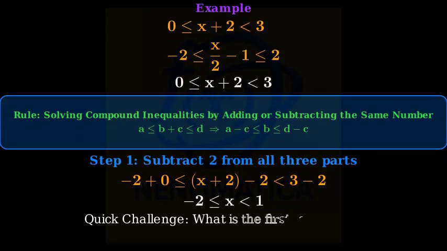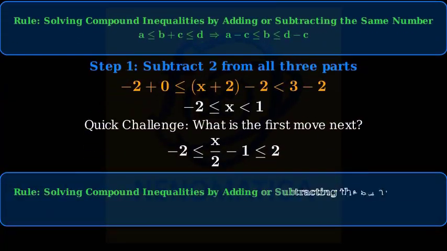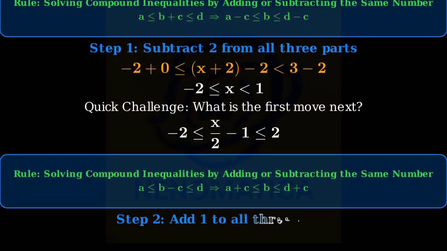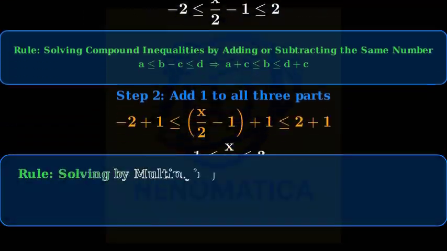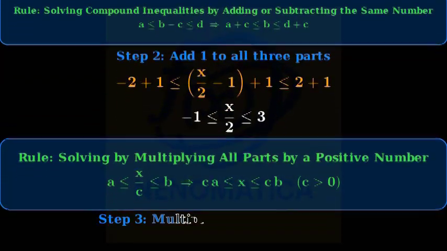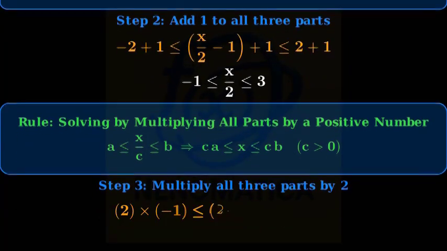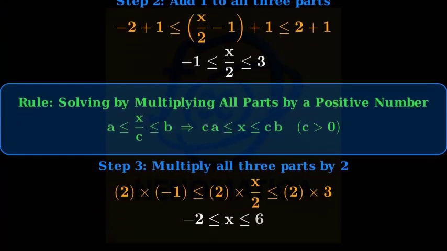Quick challenge. Can you predict the first move for the next inequality? Take a moment to think before we continue. Now we move to the second inequality, -2 less than or equal to x over 2 minus 1 less than or equal to 2. First, we will add 1 to every part. Then, we will multiply every part by 2, a positive number, to solve for x.